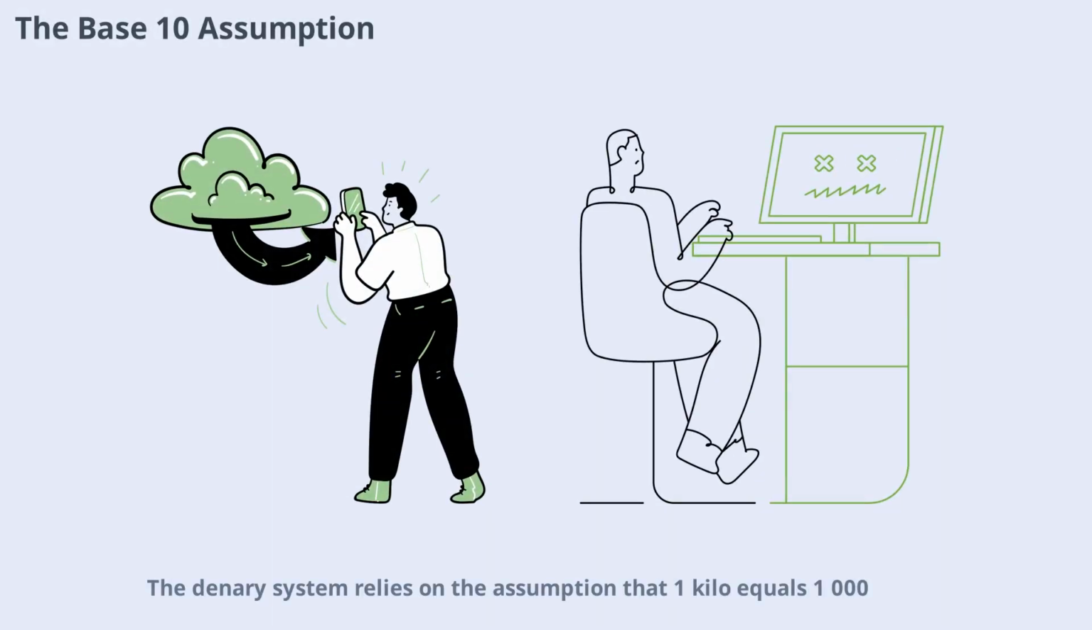The denary system relies on the assumption that 1 kilo equals 1000, which is rooted in our base 10 number system. This makes calculations simple for humans, but computers don't operate in base 10. Instead, they use binary or base 2, which leads to some important differences when measuring data. Let's see how this impacts data storage and measurement.